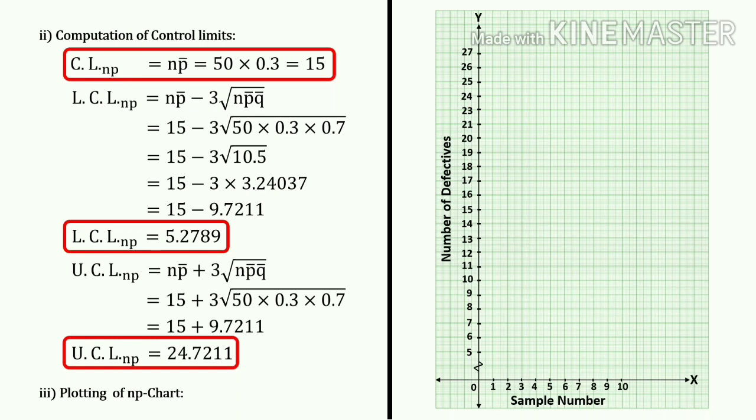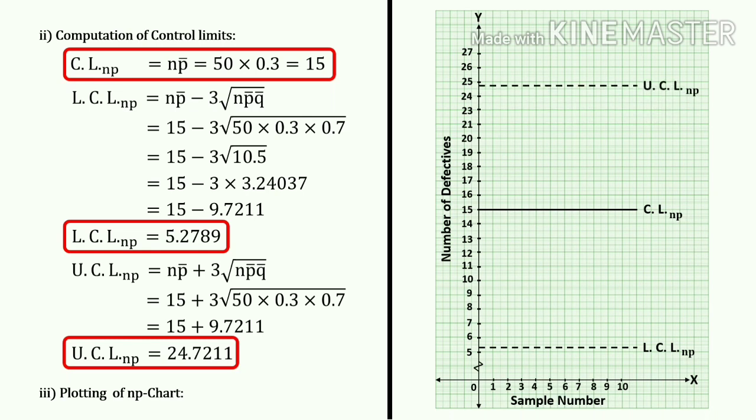Now we will draw the three control lines. The CL NP, that is central line, it is 15. We draw it against the point 15 on y-axis. Similarly, the lower control line is 5.27. We will round it up to 5.3. The lower control line for NP chart we have drawn parallel to x-axis at the point 5.3.